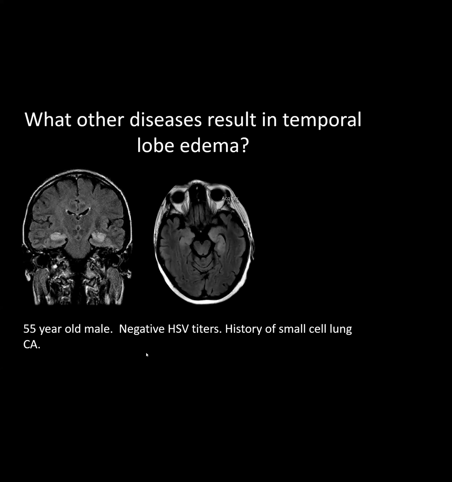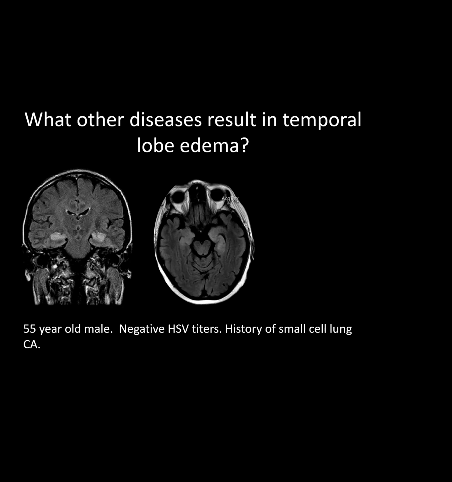And what other diseases can give you medial temporal lobe edema? Murray, take a look at this case. Look at the stem and tell me what's in the differential for medial temporal lobe edema. Based on this stem, I would say probably a paraneoplastic encephalitis. Exactly. Limbic encephalitis, which can be autoimmune or paraneoplastic, can also give you temporal lobe edema.